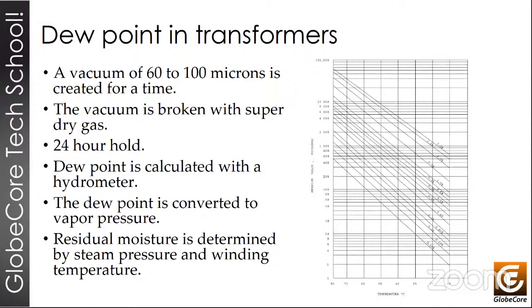So the dew point is converted into vapor pressure using these graphs. The temperature of the windings is measured, preferably using ohmic resistance. Or we can measure the temperature of the gas, because after 24 hours in the transformer, it's likely that the gas is the same temperature as the windings. So from this measured value of the dew point and the pressure of the gas, air or nitrogen inside the transformer, the vapor pressure is determined. And from the vapor pressure and the temperature of the windings or gas, we can figure out the residual moisture according to this graph, which is also known as the Piper plot. Next slide, please.